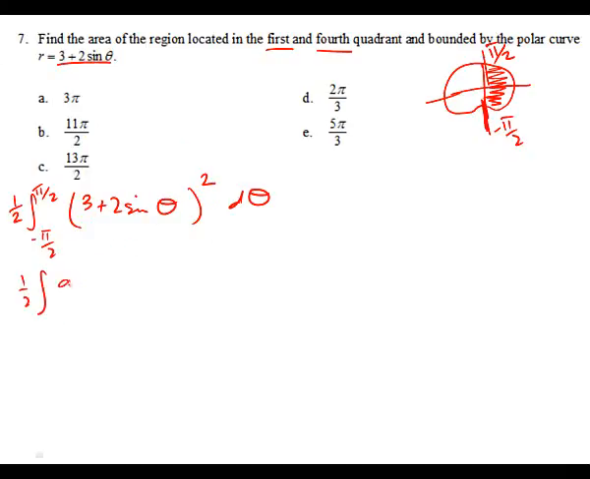Foil first, so 9 plus, what would my middle be? What's 3 times 2? How many of those do I have? 12. So it's 12 sine theta. And then 2 sine theta times 2 sine theta would be 4 sine squared theta d theta. Notice I left my limits off to save space. I'll put them back on in a few minutes. I need to replace that because we definitely don't want to integrate that thing.